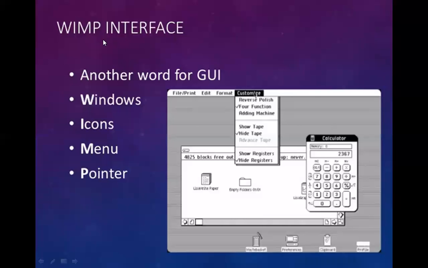WIMP interface is another word for GUI, meaning that GUI and WIMP interface are both the same. In WIMP, W refers to windows, I refers to icons, M refers to menu, and P refers to pointer. With the help of these elements, a complete GUI is formed.